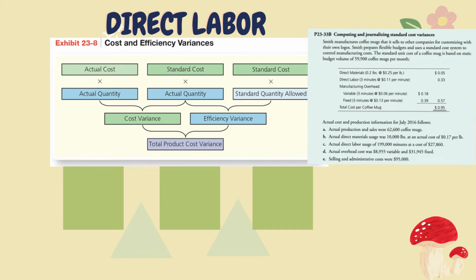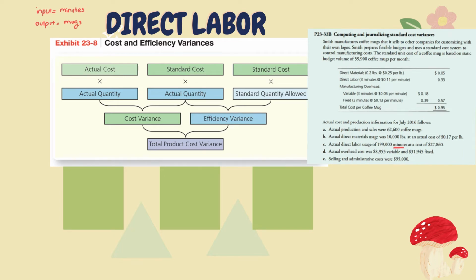Direct labor variances. Okay, I'm gonna use the same chart to find the variances like the one we used for direct materials. But now here, I'm gonna decide the input and the output. The input for the direct labor, as mentioned here, is minutes. Sometimes it can be hours, but in this question it's minutes. And the output will be the product that I'm manufacturing, which is coffee mugs.